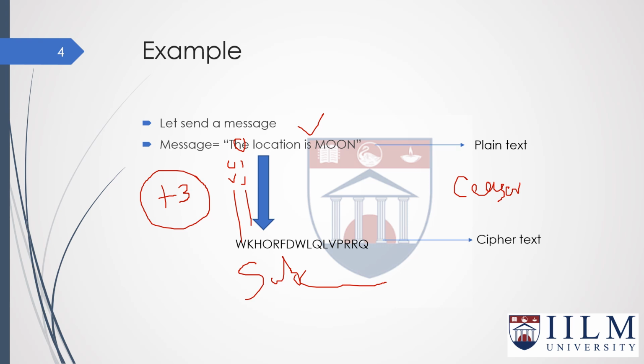I think everybody has a clear idea of how it is worked out. So here is your task. Write down the message, the location is moon, and do this plus 3, and find out what your ciphertext will be. Quick.